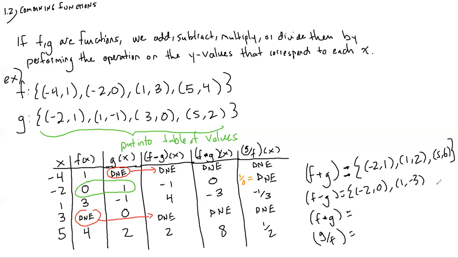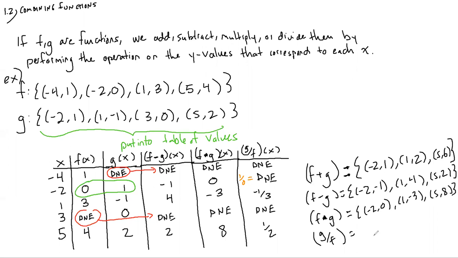Oh, sorry, I was reading the wrong one. Sorry, I'm doing the F times G. Let me fix those. Sorry, F minus G is -2 and -1, 1 and 4, and 5 and 2. F times G is going to be -2 and 0. Right, I don't have to write the points that don't exist. 1 and -3, and 5 and 8.